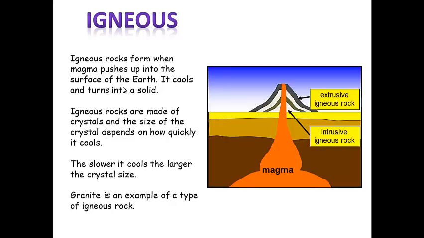Right, the third type of rock is igneous rocks. Igneous rocks form when magma pushes up into the surface of the Earth. It cools and turns into a solid. Igneous rocks are made of crystals, and the size of the crystal depends on how quickly it cools. The slower it cools, the larger the crystal size. Granite is an example of a type of igneous rock. Extrusive rocks are on the outside and have cooled very quickly, and intrusive rocks, as you can see from the diagram, are inside, and these cool a lot more slowly, and because they cool slower, they have larger crystals.